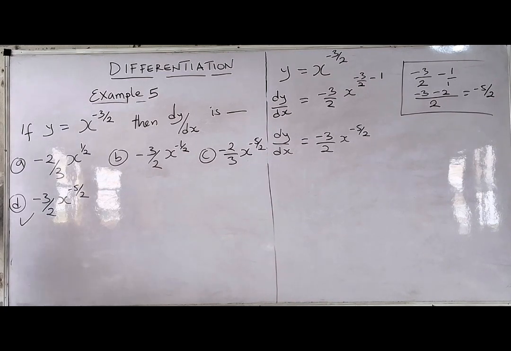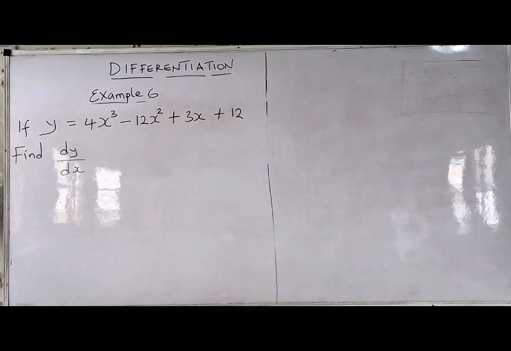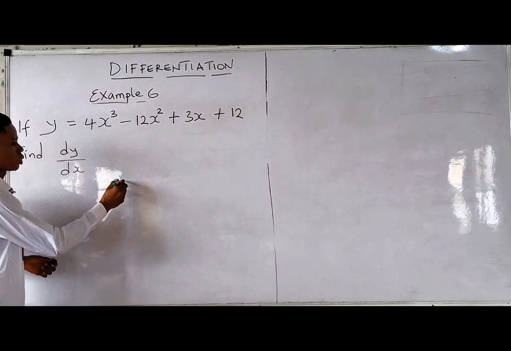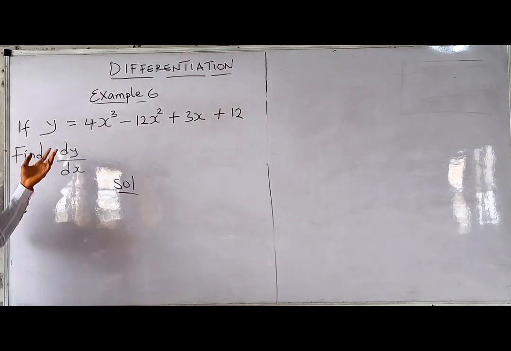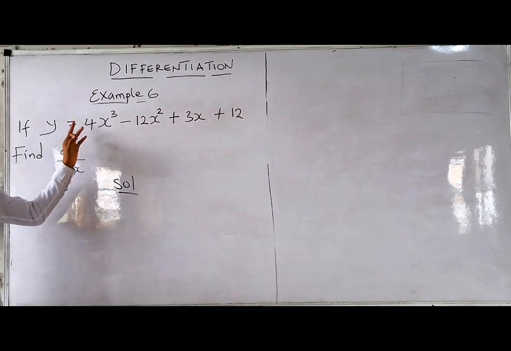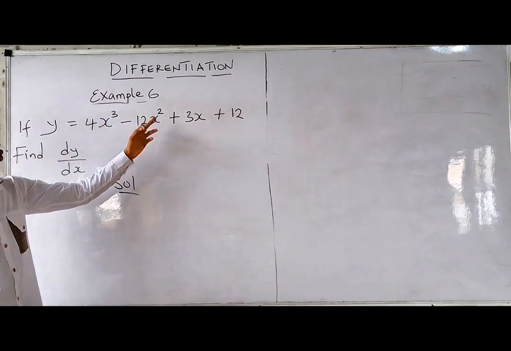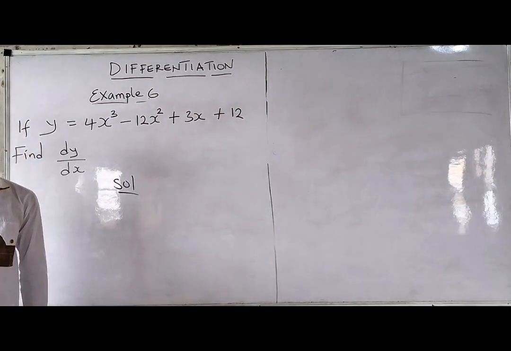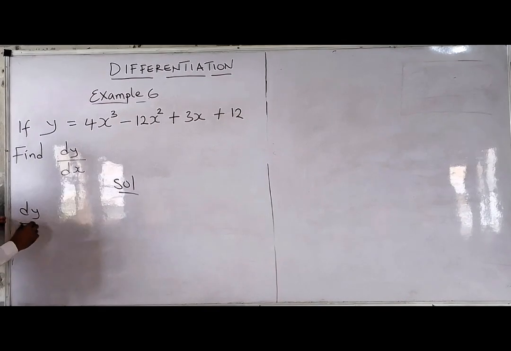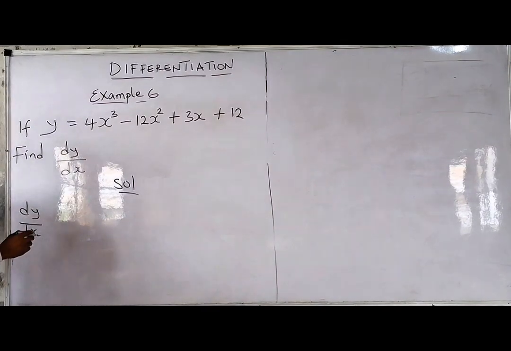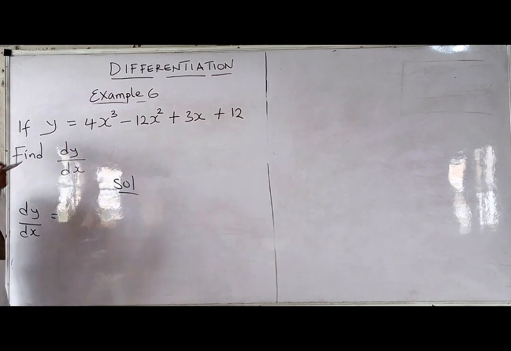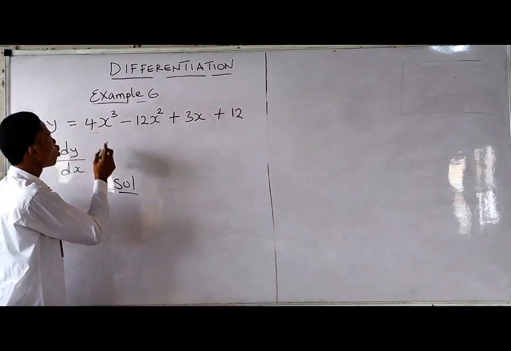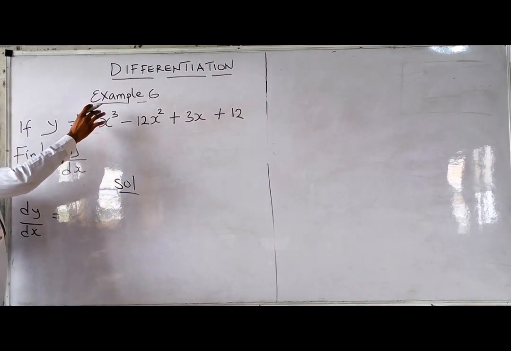So write that down. Let's advance a little. Let's solve this together. Now we are asked to find the derivative of 4x raised to power 3 minus 12x raised to power 2 plus 3x plus 12. Now what you apply here is differentiation by parts. Differentiating y with respect to x here, first you differentiate them individually, like you differentiate this one, this one, this one, and this one.